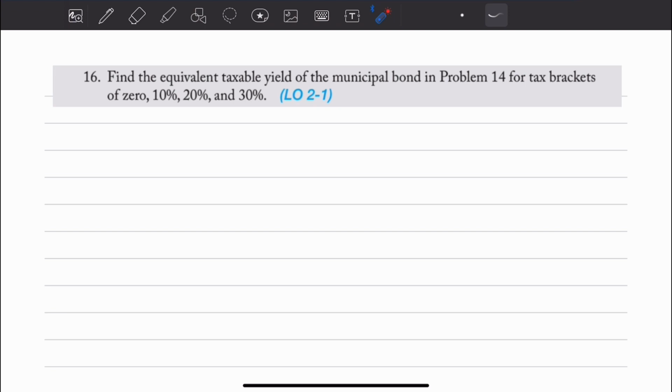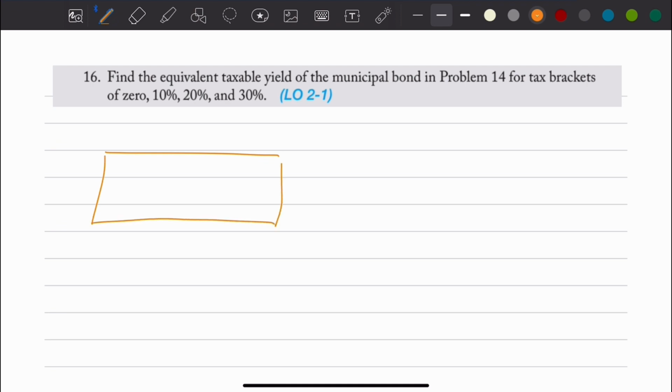In this particular video we're going to be looking at problem number 16, so let's read the problem together. It says find the equivalent taxable yield of the municipal bond in problem 14 for tax brackets of 0, 10%, 20% and 30%. Okay? Now here, what we're doing is the opposite of what we have done in problem 14. To simplify this further, I'll do a small sketch for you. Hopefully, it will help you understand the situation.